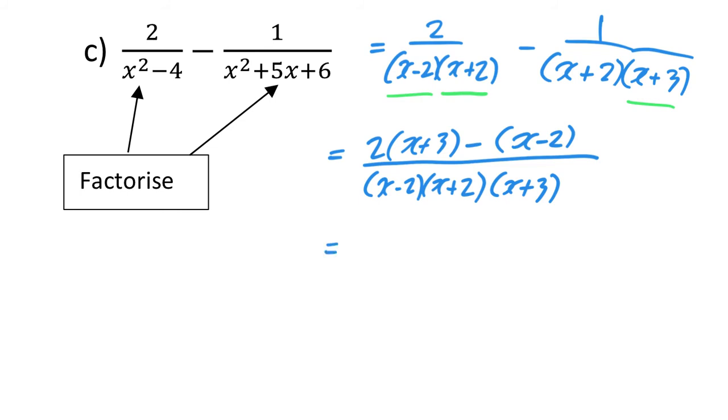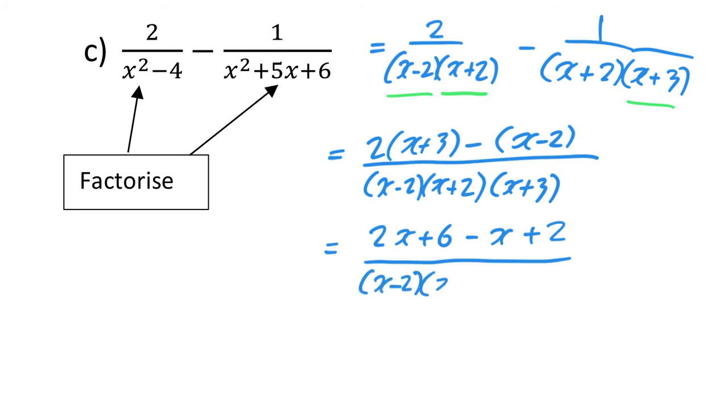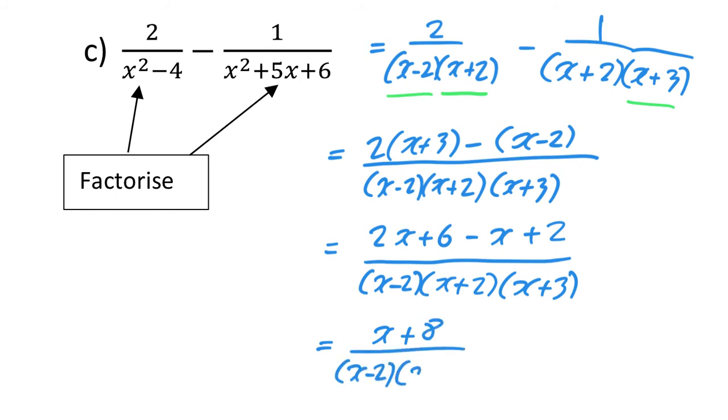And then tidy up, multiply out and tidy up the top line. You're going to have 2x plus 6 and minus x plus 2. Just be careful with that one. And then you have x minus 2, x plus 2, x plus 3 in the bottom line. And then again, just tidy up and see what you get. You've got x plus 8, top line. Bottom line is x minus 2, x plus 2, and x plus 3. And that is as good as we can go.